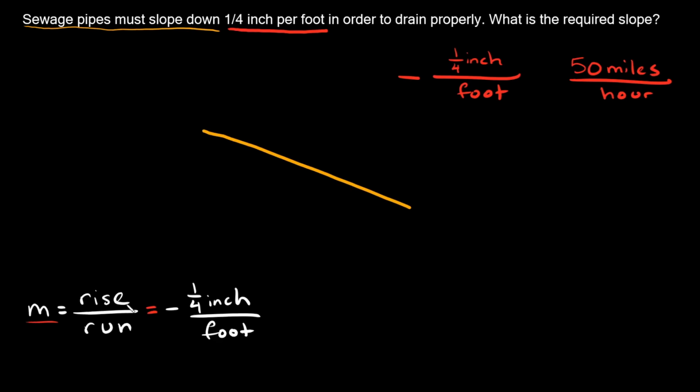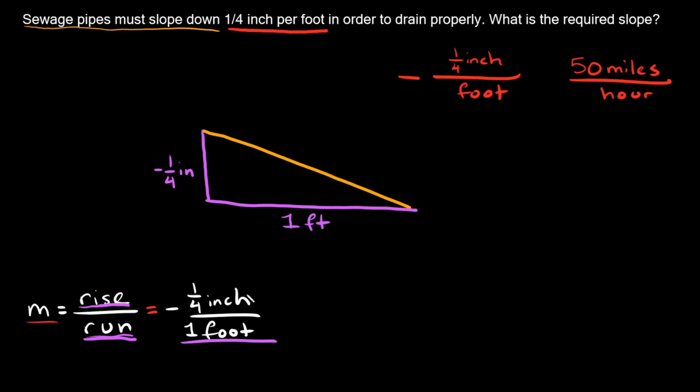So maybe now it's a little more clear what's happening with the slope. Again, the slope is equal to the rise over the run. The rise tells you how much you move up and down, and the run tells you how much you move side to side. If the rise is negative 1/4 inch, that means it's going down. And then the run is going over 1 foot.